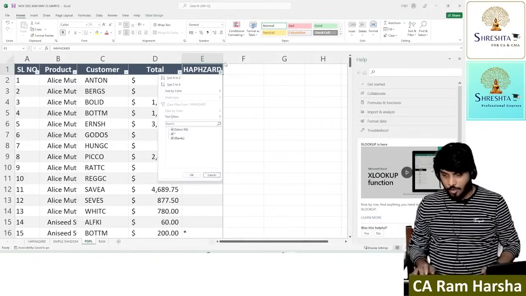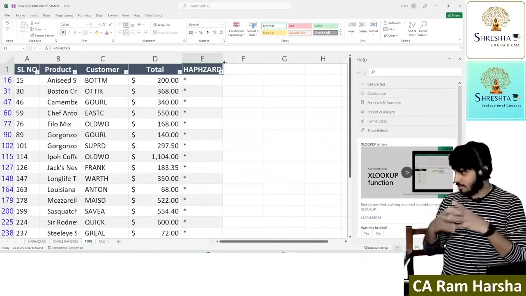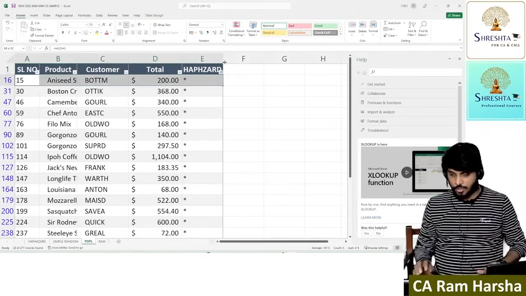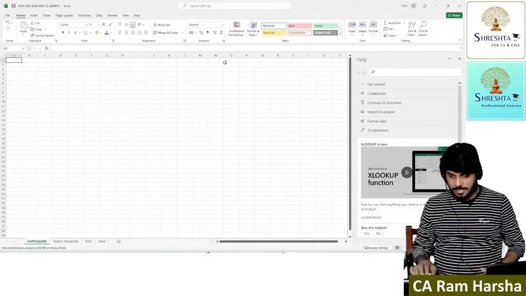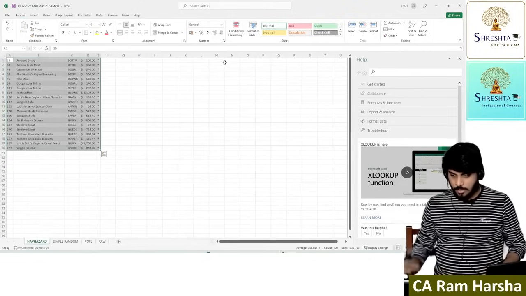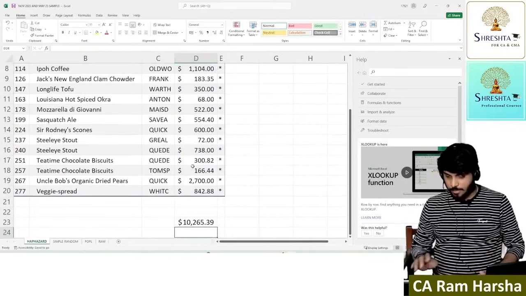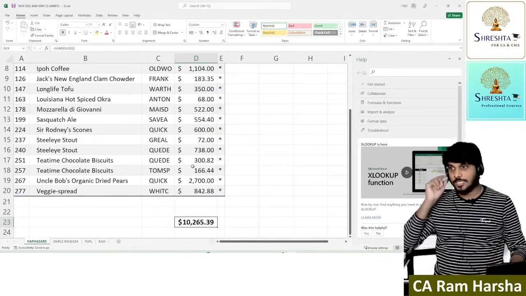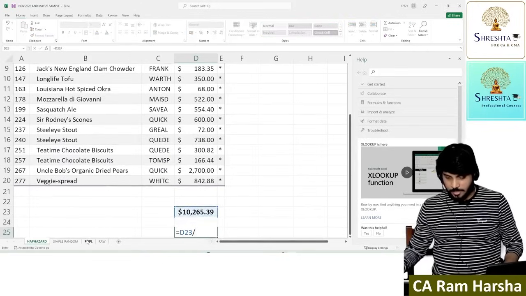Now we'll see what are the samples that we filtered. What are the samples that we filtered in haphazard? So these are the haphazard selections, right? This is the sample which I selected in haphazard sampling. Correct? The sample total is 10,265.